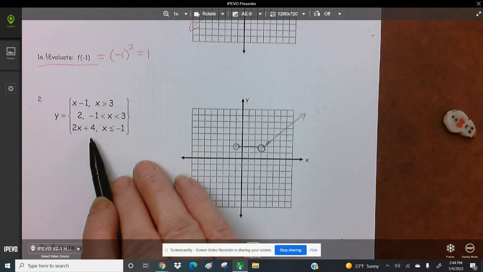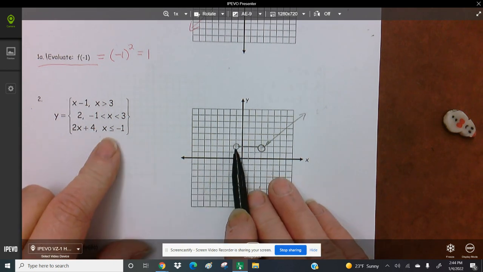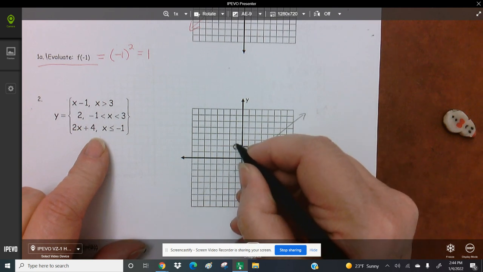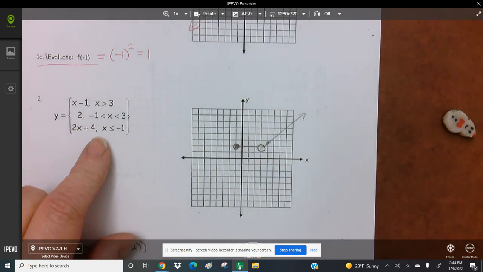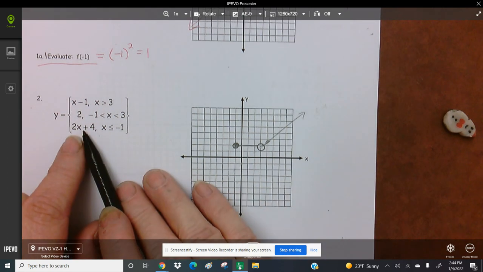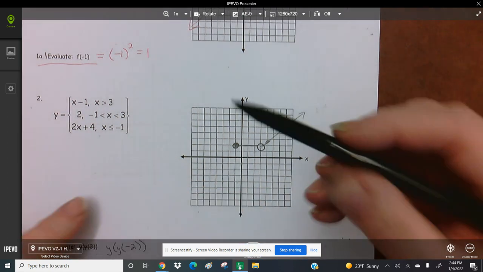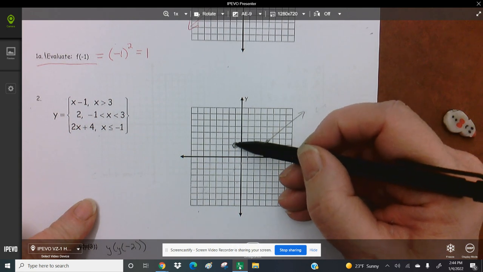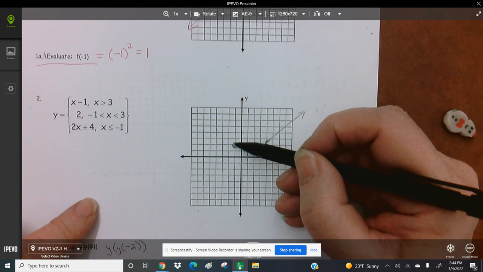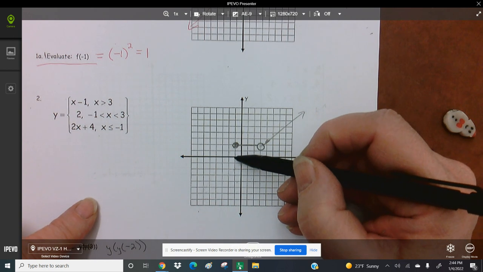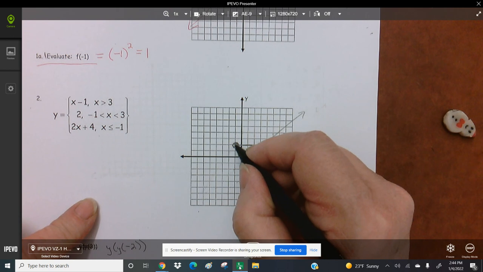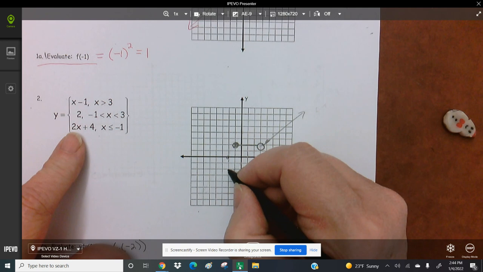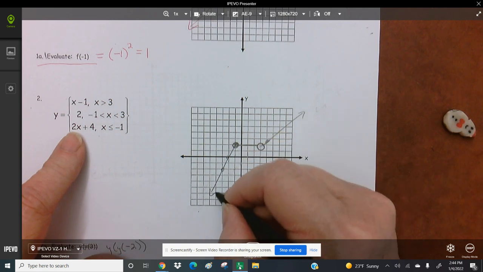And my last function is going to be less than or equal to -1. So -1 would be part of my solution. But I'm going to have 2x plus 4. So 1, 2, 3, 4. I'm going to go over 1, down 2, over 1, and my slope is going to be rise over run. So down 2 over 1, down 2 over 1, and I'm going to have my function going like that.